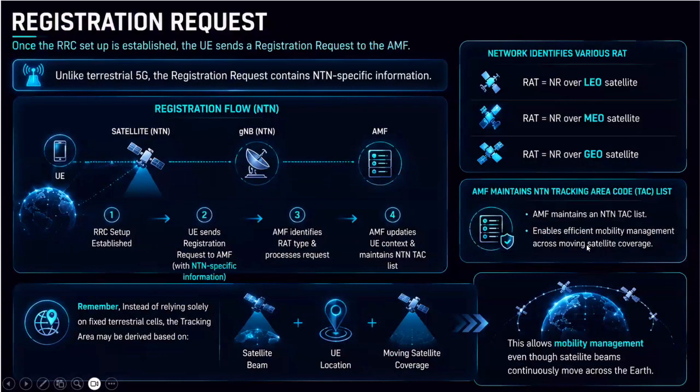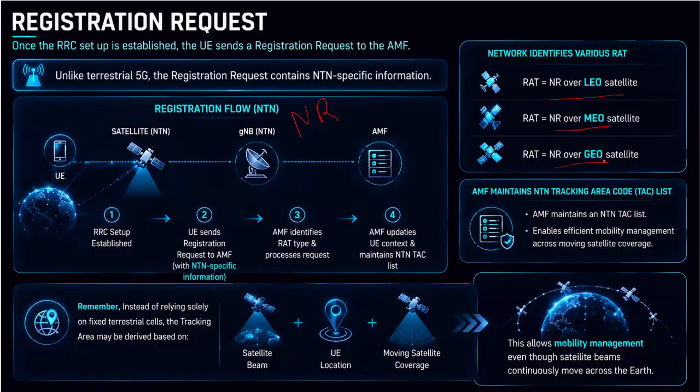Then we have the registration request. Once the RRC setup is established, the UE sends the registration request. Unlike terrestrial 5G, the registration request contains NTN-specific information. In 5G, we have only one technology, which is NR, right? Here we have various things like RAT can be NR over LEO, NR over MEO, and NR over GEO.